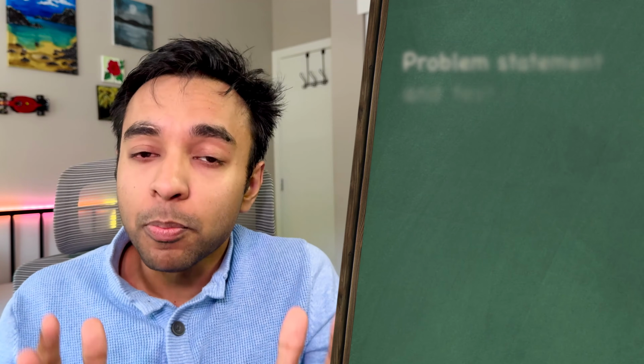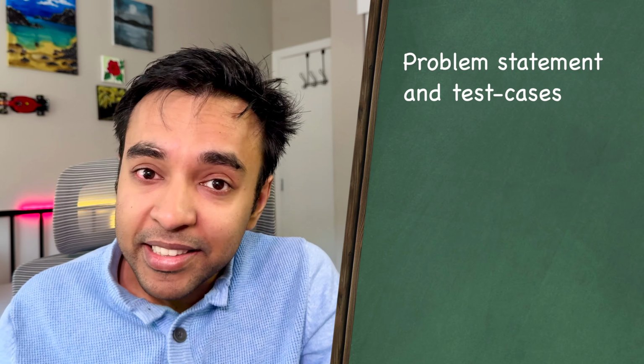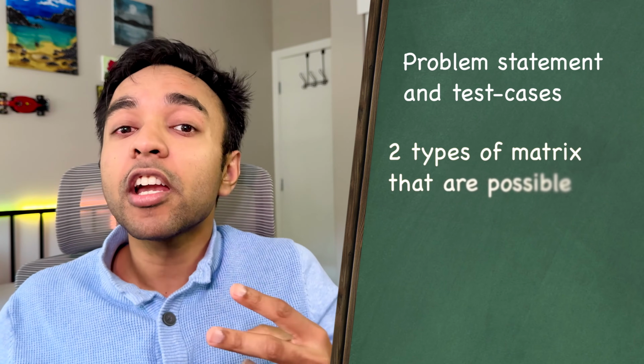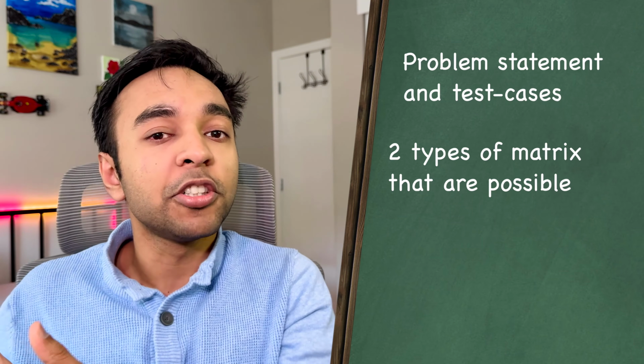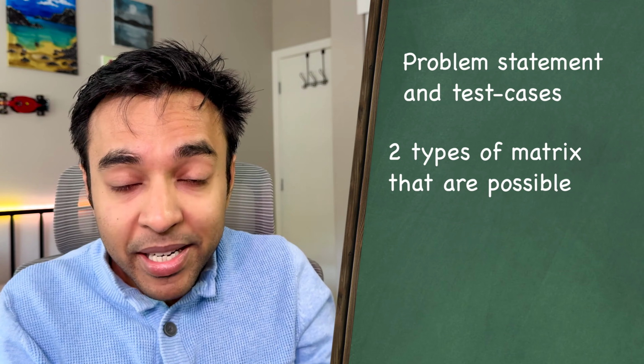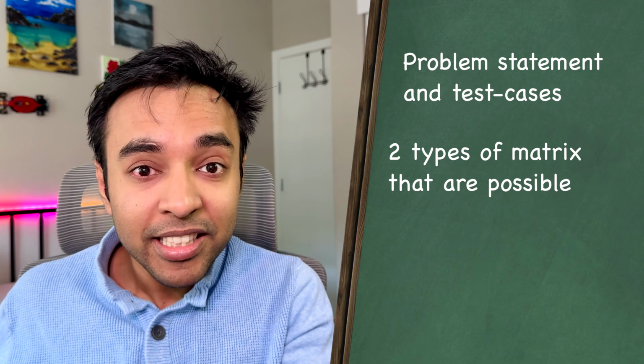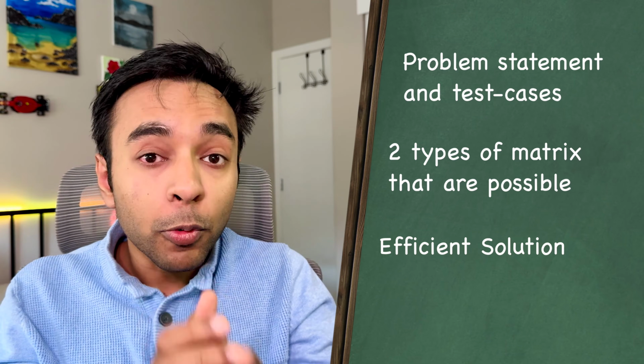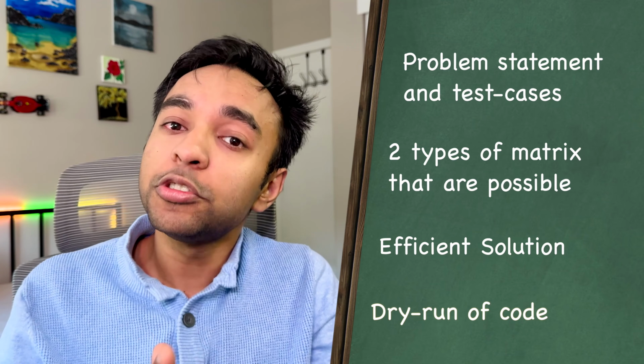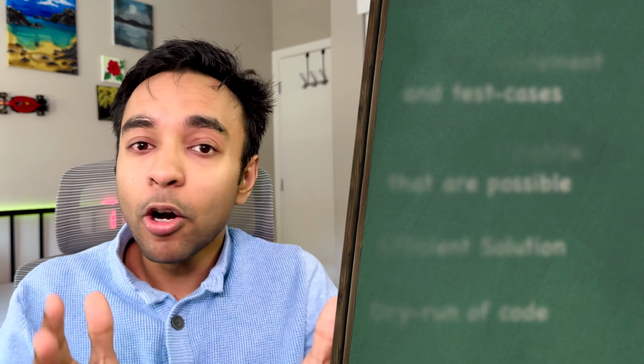First, I will explain the problem statement and we will look at some sample test cases. Going forward, we are going to see the two types of matrices possible, one with an odd number of elements and one with an even number of elements. We will find an efficient solution for both of them, and then as usual, we'll also do a dry run of the code so that you can visualize how all of this is actually working in action. Without further ado, let's get started.